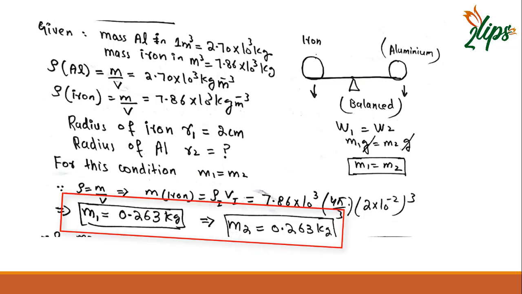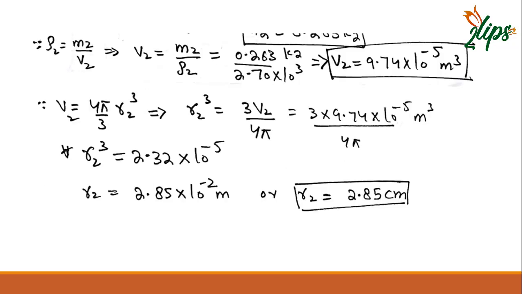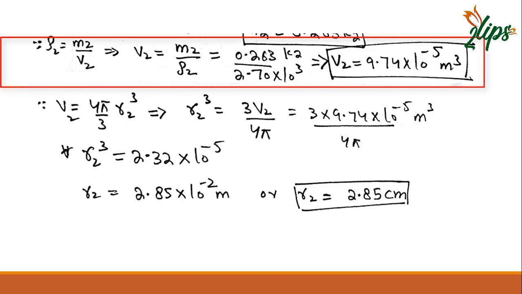So also we have a condition that M1 is equal to M2. So the mass of aluminium solid sphere is 0.263 kg. So again I can write this expression for the aluminium. So density of aluminium is equal to mass of aluminium divided by volume of aluminium. But now I know the M2 and I know the density, so I can find this V2, volume of this sphere. So V2 is equal to M2 by rho 2.